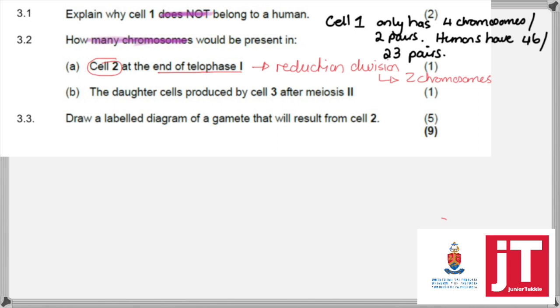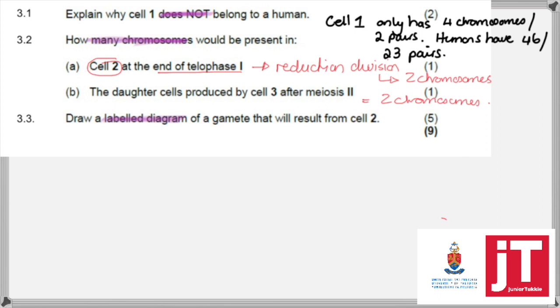Next question, B. The daughter cells produced from cell 3 after meiosis 2. Now, after meiosis 2 means I've got the formation of the gametes already. And if you can recall, reduction division takes place after meiosis 1, where we have n number of chromosomes, and then it remains n number of chromosomes all the way through meiosis 2 until we have the chromosomes uniquely coming together in each of the gametes. So again, here my answer is 2 chromosomes.